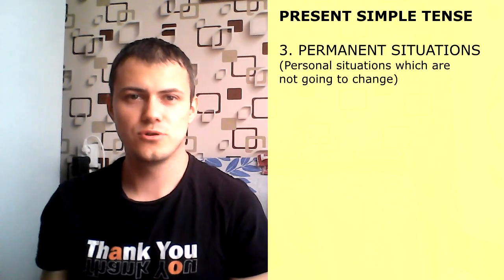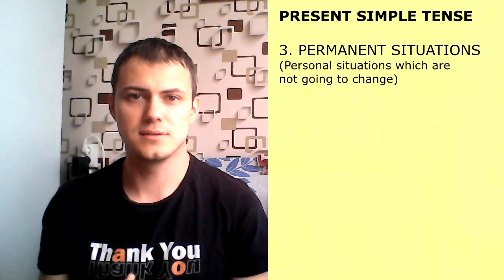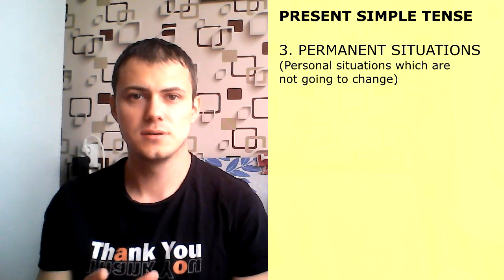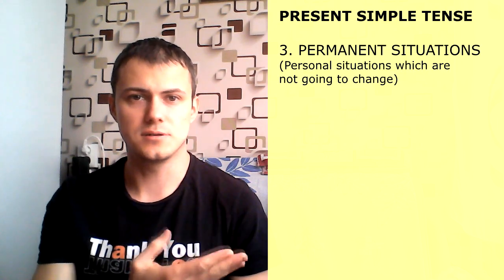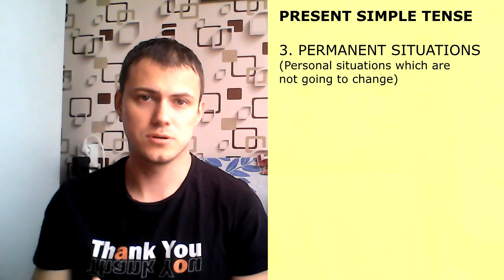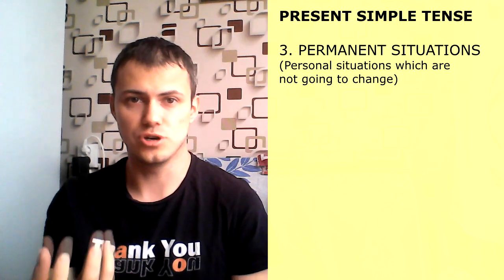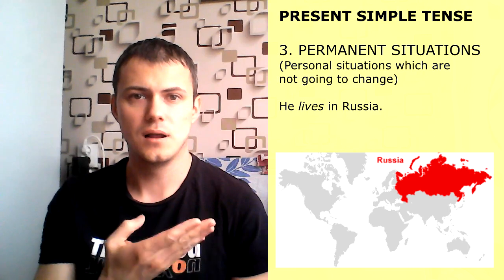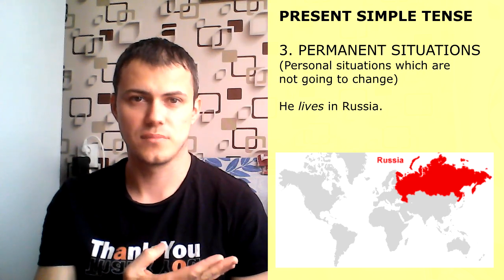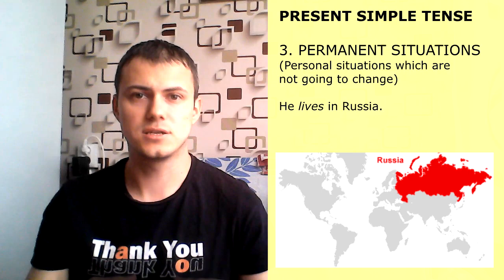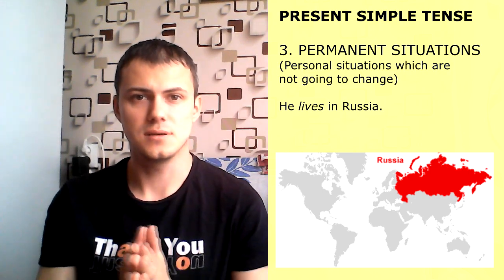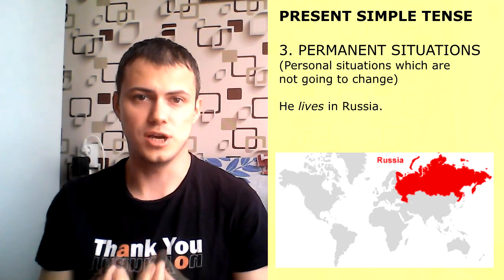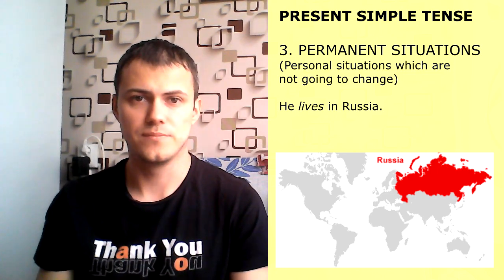Well, let's move on to the third case of using the present simple tense in English sentences. Permanent situations. These are situations which are not going to change in future, usually. For example, he lives in Russia. This is not a temporary situation. This is a situation that is not going to change in the future.